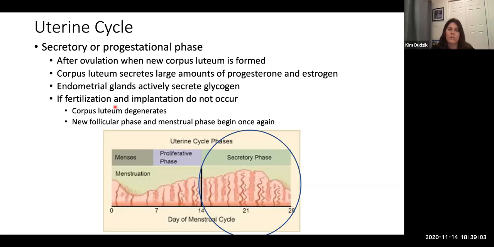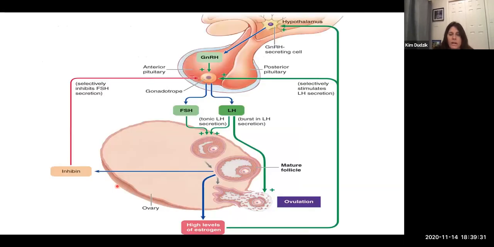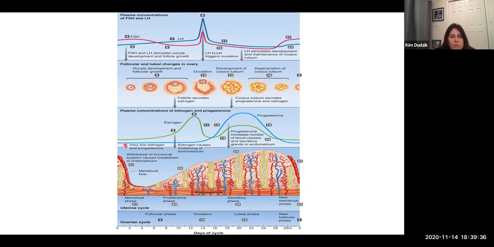But if there is no fertilization, no implantation, then there's no signal back to the corpus luteum, so it will degenerate. That causes a decline in progesterone. That causes the secretory phase to become unstable and will trigger the menstruation. So the decline of progesterone triggers menstruation. So again, maybe go back to this one. Okay, and again, there's menstruation, low estrogen and progesterone because there's no corpus luteum.